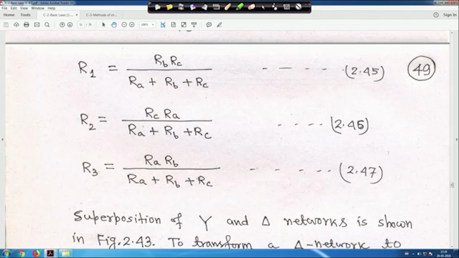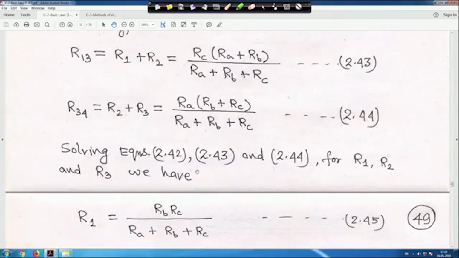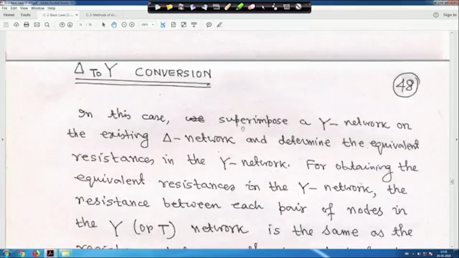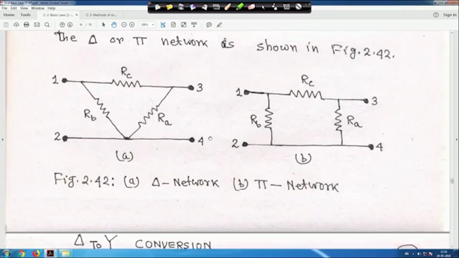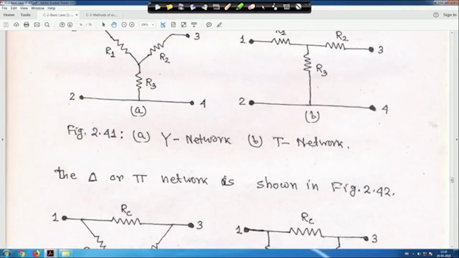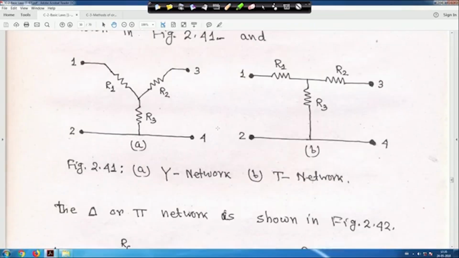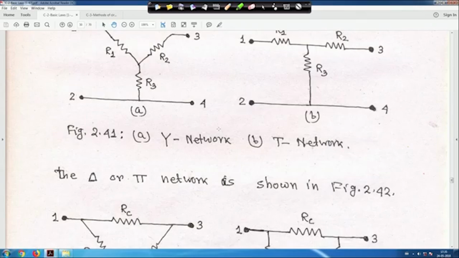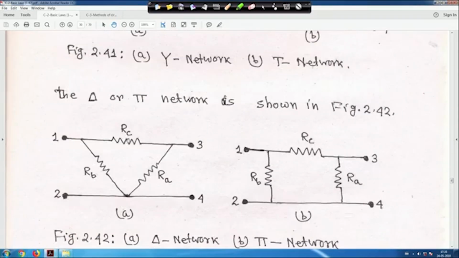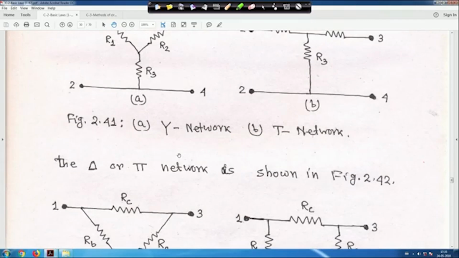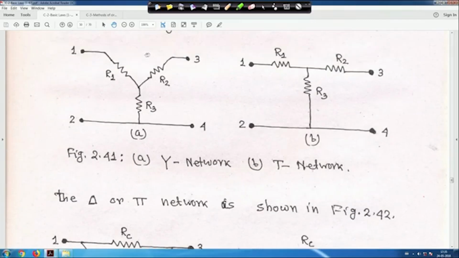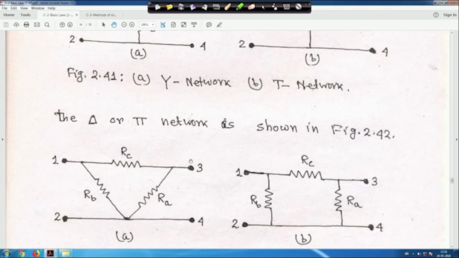So, how to remember this delta to star transformation? Go back to the transformation. Look at R1, R2, R3, and here it is RB, RC, RA. If I superimpose this star on this delta, how does it look?